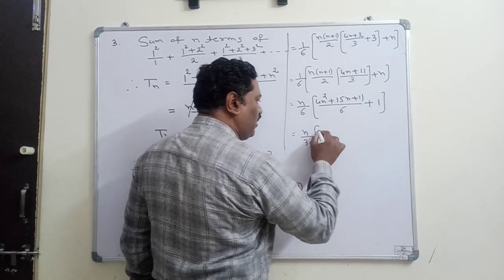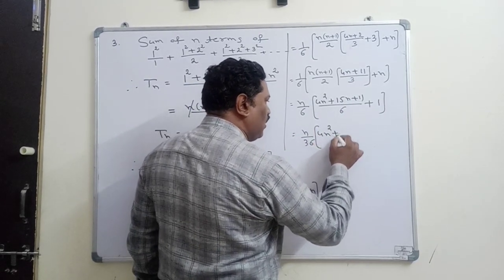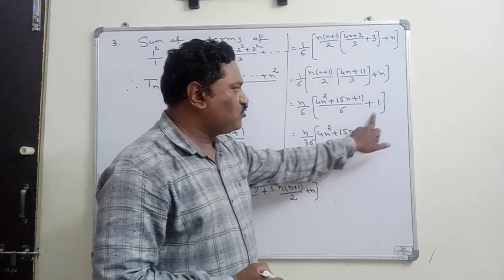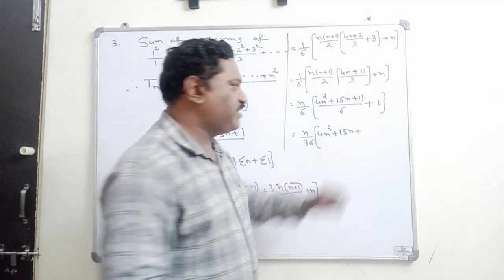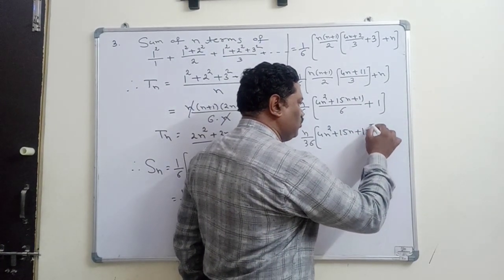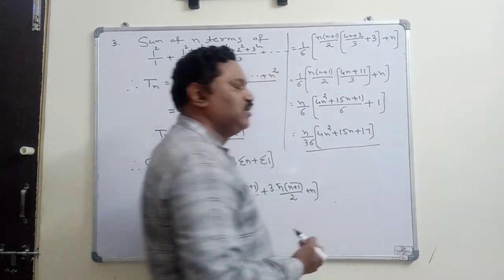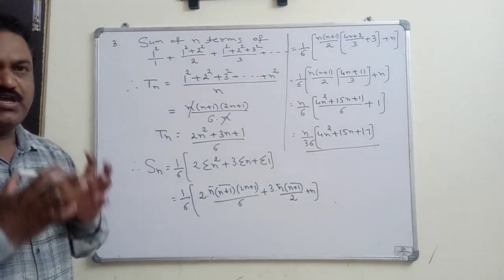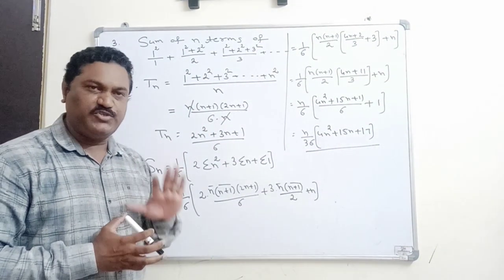if you take the LCM, the numerator will get 4n square plus 15n plus 11 plus the 6 goes to the other side, becomes 6. 11 plus 6, that is 17. So this will be the answer for it. So that is the sum of the n terms of that given sequence, right? So every problem of this model, the procedure is same.